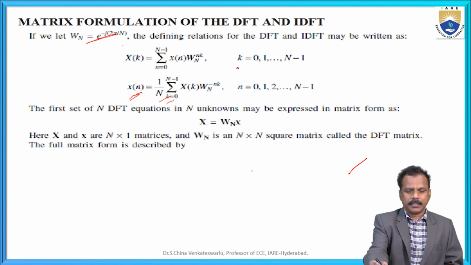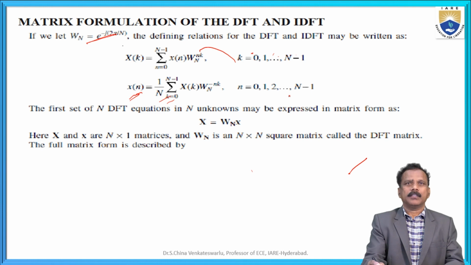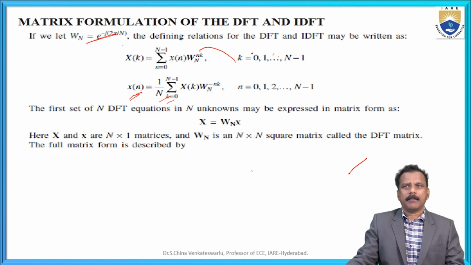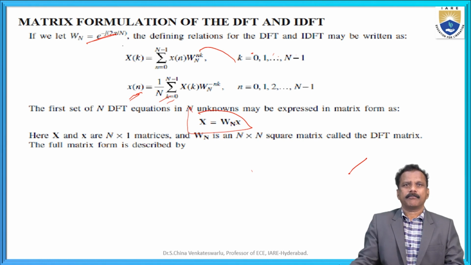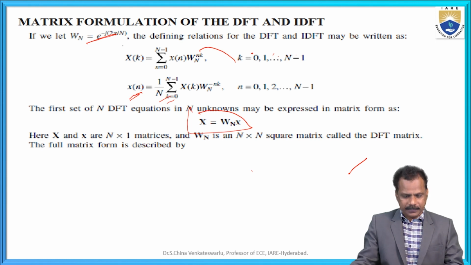Here n is equal to 0, 1, 2, 3 and so on up to N minus 1. So the set of N discrete Fourier transform equations in N unknowns may be expressed in matrix form as X equal to Wn times x, where X and x are N by 1 matrices and Wn is the N by N square matrix, or the DFT matrix.